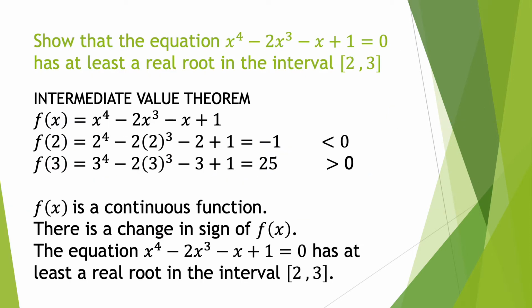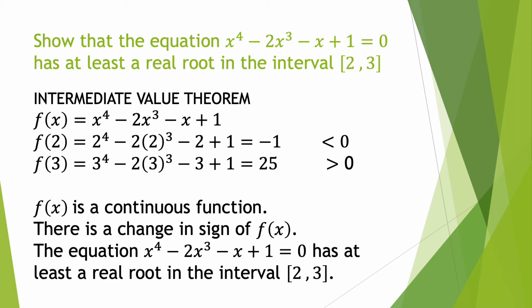For the first part, we apply the intermediate value theorem to solve. So we let f(x) equal to the equation x^4 - 2x^3 - x + 1. First, we substitute x = 2 into the equation. So f(2) = -1. That is less than 0, so it's a negative sign.